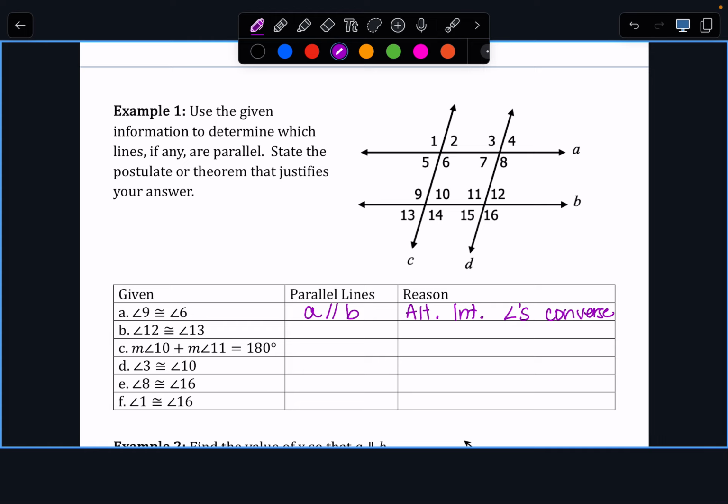Okay? So I have a question first of all. Did you find any that did not work? Yes. Okay, Kale, give me one that didn't work. 3 equals 10. That doesn't even make sense. Okay, so 3 and 10 don't share a transversal, so there is nothing that we can do with that one. Was there any other ones? 1 and 16. 1 and 16 don't share a transversal.